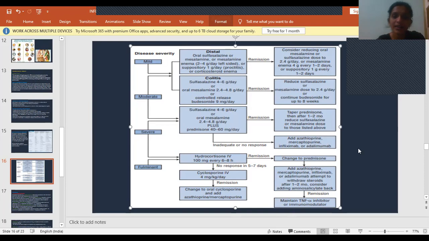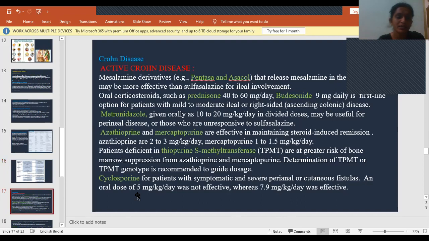Okay, so this is regarding ulcerative colitis. And then coming to Crohn's disease.